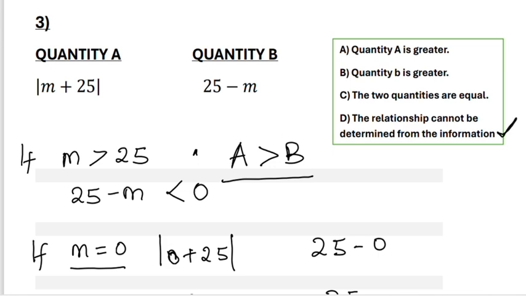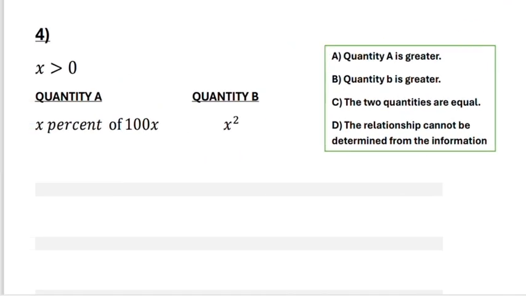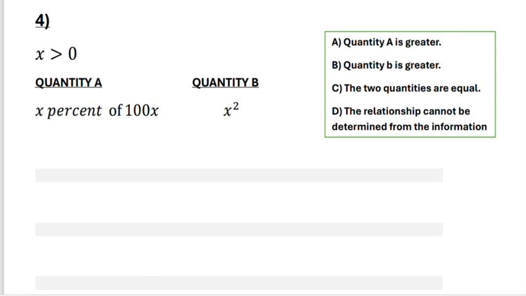That's the correct answer. For question 4, we are given that x is greater than 0 and quantity A is x% of 100x and quantity B is x squared. So let's solve. What is x% of 100x? The x% of 100x is simply 100x times x over 100. That's how to solve it.